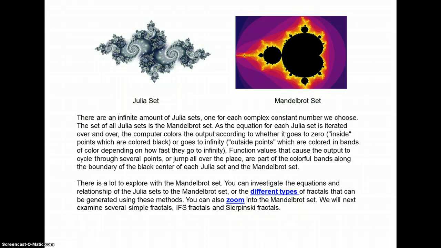There are an infinite number of Julia sets, one for each complex number in the complex plane. Every time you choose a complex number to be the constant or the seed, then you iterate over and over, it generates a picture like the Julia set. The computer chooses the color for what happens with the iteration.